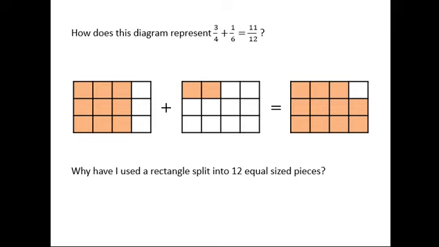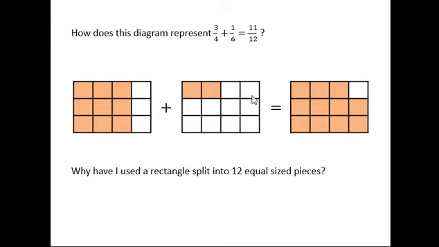First though, let's have a look at this diagram. This diagram represents this fraction sum: 3/4 plus 1/6 equals 11/12. How does this represent 3/4? This represents 3/4 because each column is a quarter. There are 4 columns to this rectangle, so each of these columns represents a quarter.